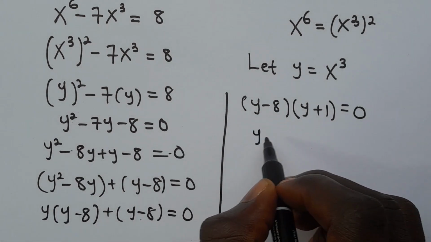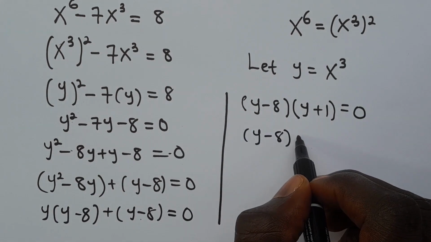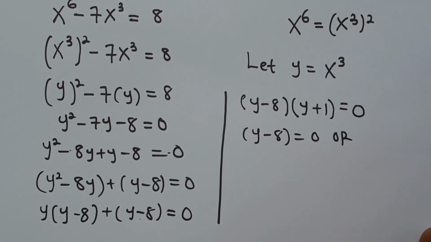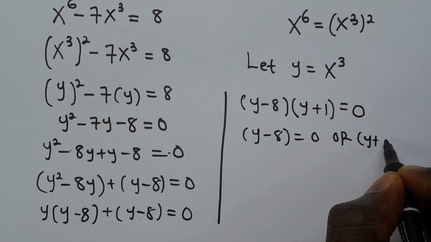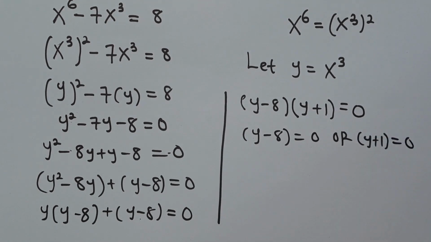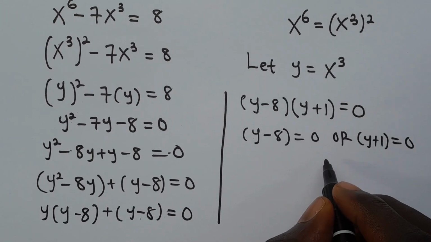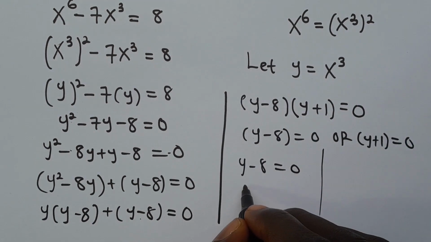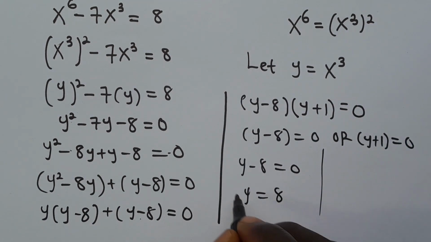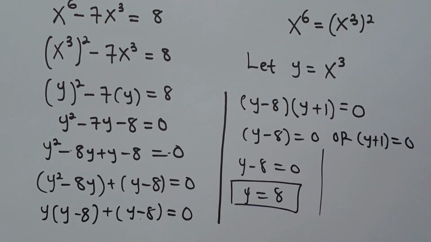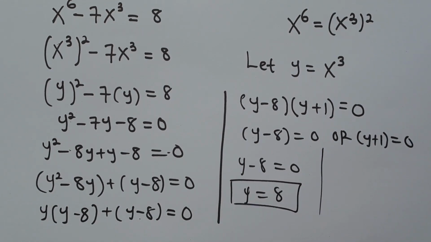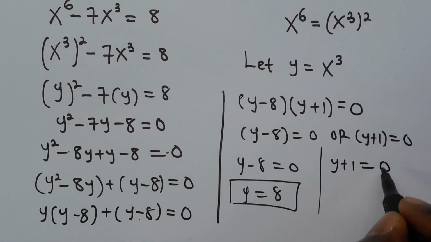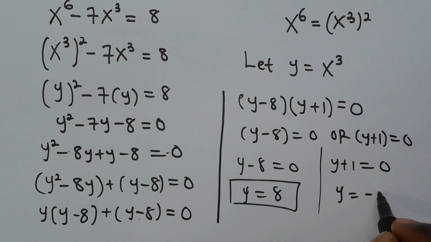So now we have y minus 8 equals 0 or y plus 1 equals 0. One of these must be equal to 0. It is either y minus 8 equals 0 or y plus 1 equals 0. From here, y minus 8 equals 0 implies y equals 8. As well, we have y plus 1 equals 0, and this implies y equals minus 1.